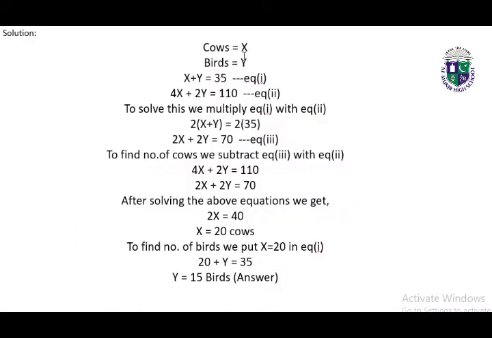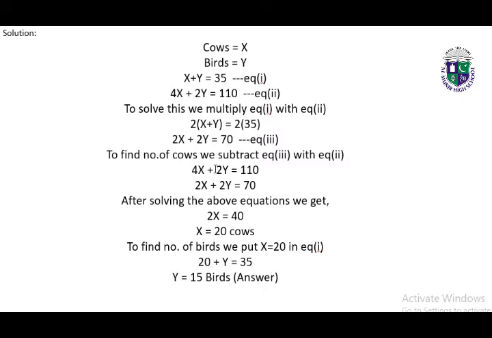We assume the number of cows as x and the number of birds as y. Total number of heads is 35, total number of legs is 110. So we have two equations, equation 1 and 2. To solve this, we multiply both equations. So here we are multiplying it, and we took the 2 as common: 2x plus 2y is equal to 2 into 35, which is 70.